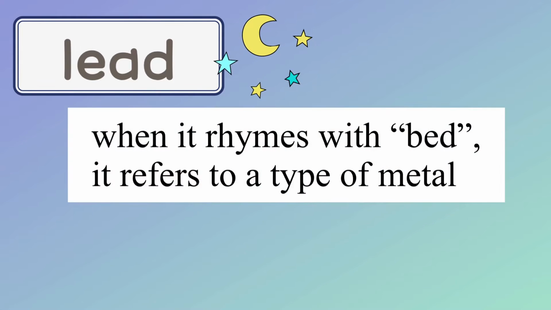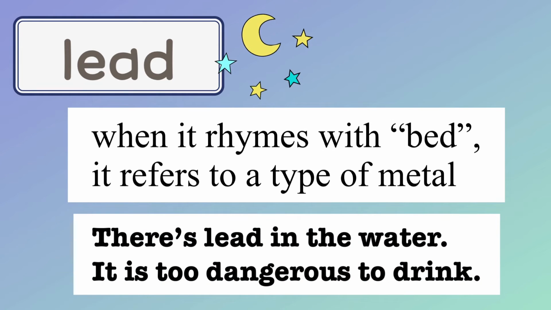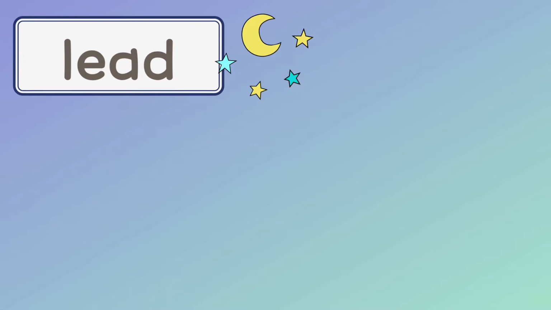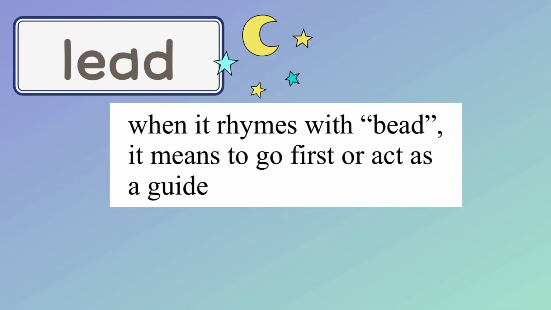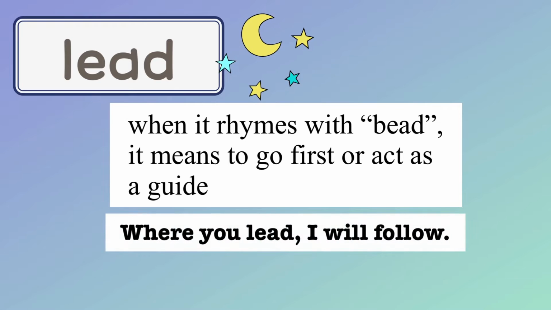Lead or led. When it rhymes with bed, as in led, it refers to a type of metal. Example sentence, there is lead in the water. It is too dangerous to drink. When it rhymes with bid, as in lead, it means to go first or act as a guide. Manguna. Example sentence, where you lead, I will follow.